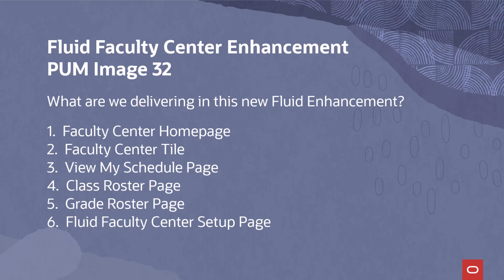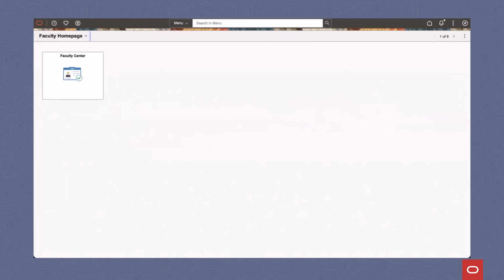What are we delivering in this new Fluid enhancement? Well, the following are the pieces that we're delivering, and I'll be drilling into the detail for each feature during this presentation. The Faculty Center homepage, Faculty Center tile, View My Schedule page, Class Roster page, Grade Roster page, and the Fluid Faculty Center setup page. We're delivering the large form factor format for this Fluid Faculty Center enhancement.